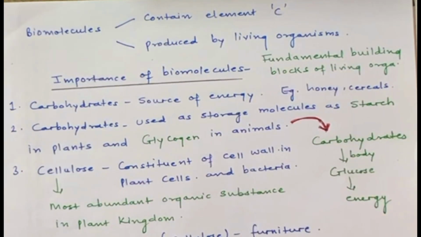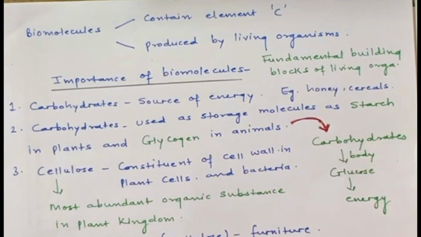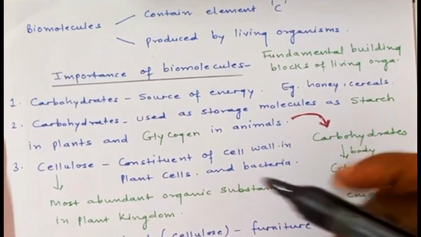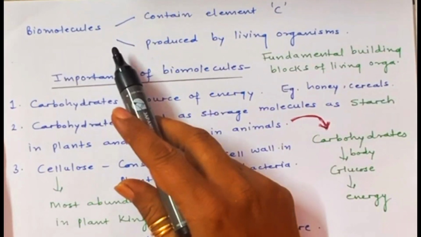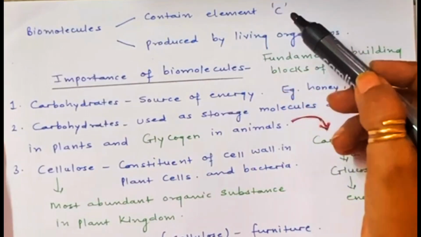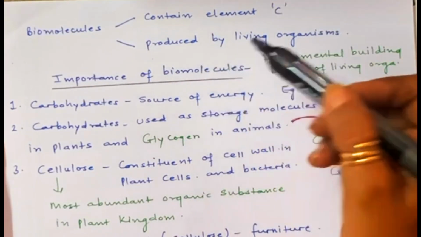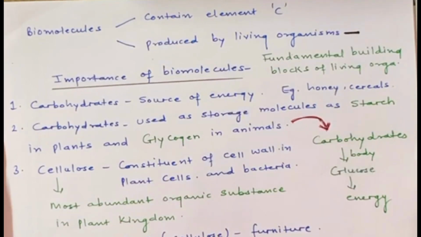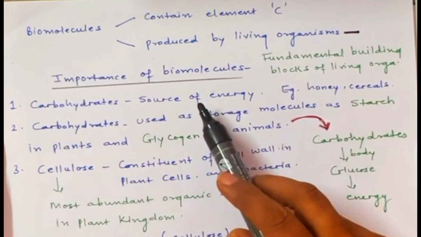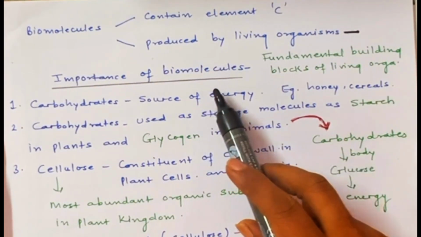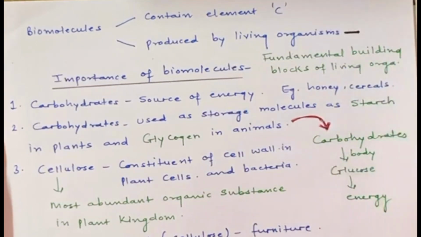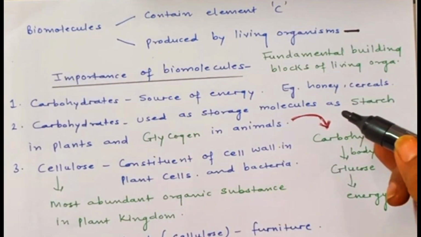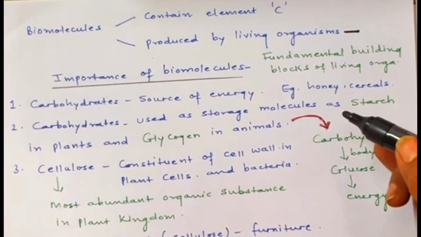Hello everyone. Today we'll continue with our topic biomolecules, and in the previous video we had seen what biomolecules are: the compounds which essentially contain the element carbon, and the second thing is that they are produced by the living organisms, which can be plants or animals. Let's today see the importance of biomolecules, which are considered as the fundamental building blocks of living organisms. That means without the biomolecules, it is impossible for any plant or animal to survive.